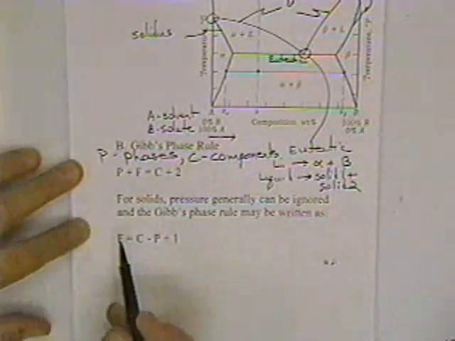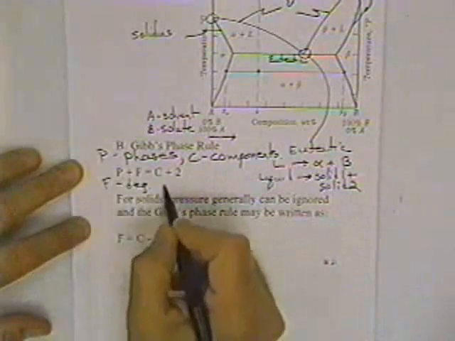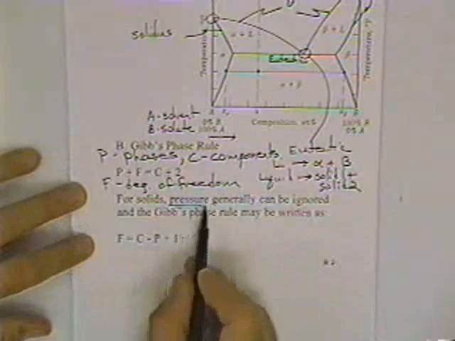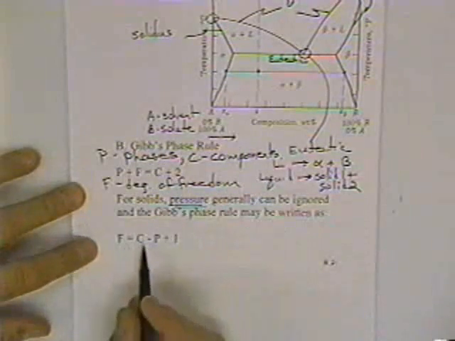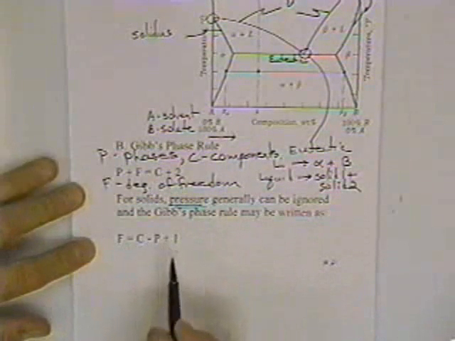Phase is a homogeneous distinct region. And F is the degrees of freedom. And generally, you can ignore pressure for solids, so we can write this as the degrees of freedom equal the components minus the phases plus 1.